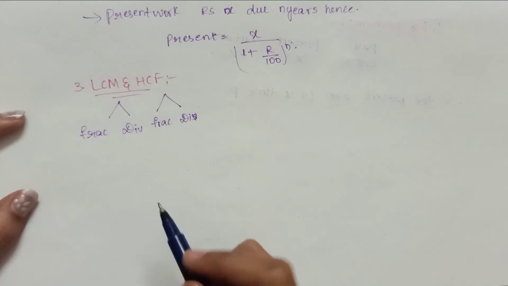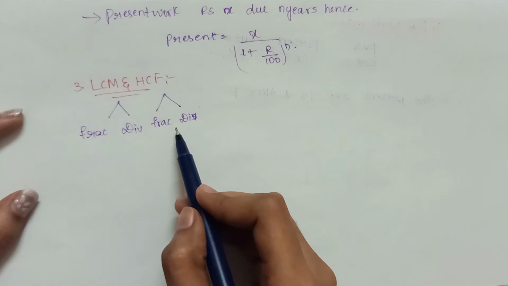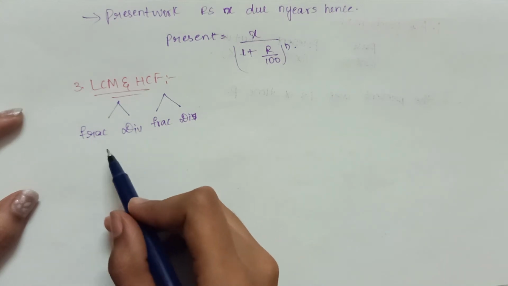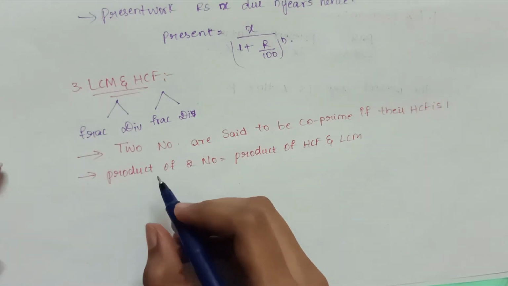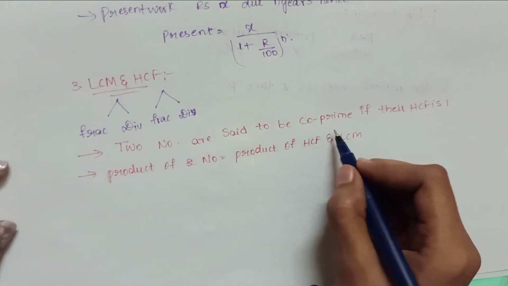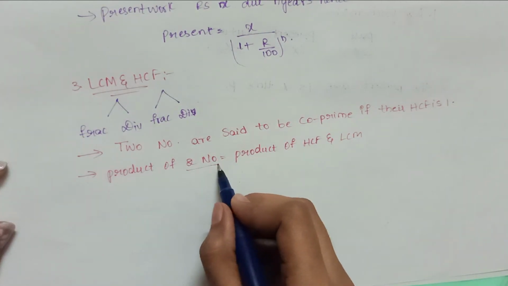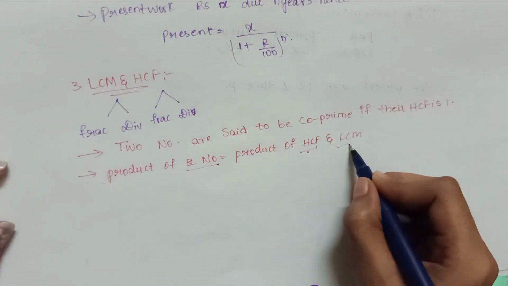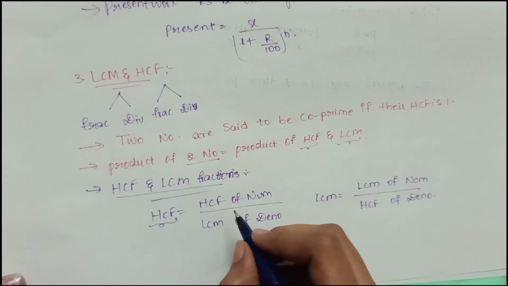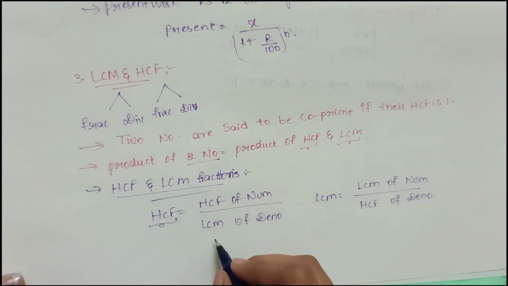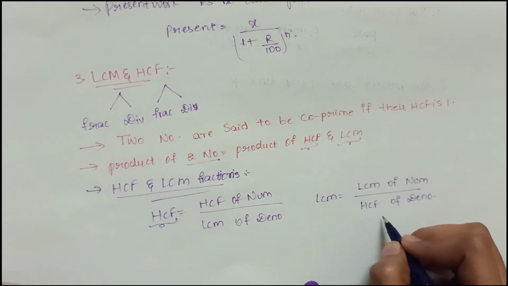Now third topic, LCM and HCF. LCM consists of two types and HCF consists of two types. In previous video, I explained clearly what is the difference between these two, LCM and HCF. Two important points. Two numbers are said to be coprimes if their HCF is 1, and product of two numbers is equals to product of HCF and LCM. Now HCF and LCM of fractions, where HCF is equals to HCF of numerator by LCM of denominator, where LCM is equals to LCM of numerator by HCF of denominator.